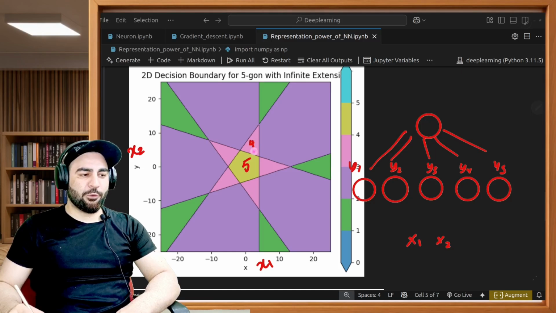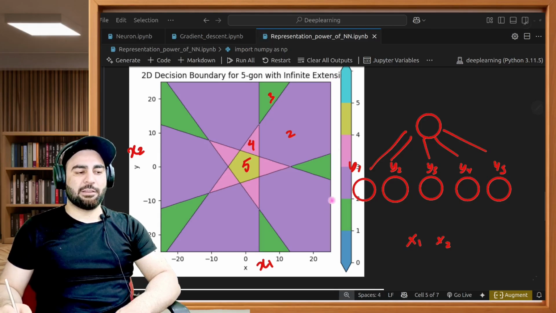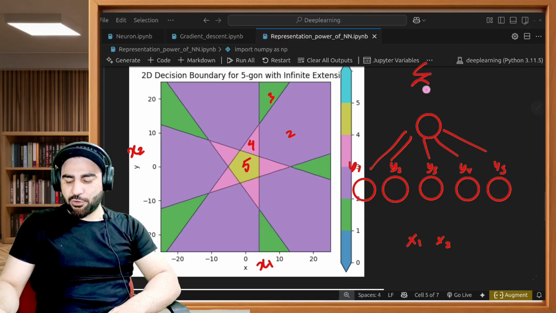Here the sum will be 4. In these pink regions the sum will be 4. Then we will have sum equal to 3 in these regions, and sum is 2 in these regions. Okay, so you can see that I have also demarcated this color map, where this boundary is demarcated by 5, and this boundary by 4, 2, 1 accordingly.